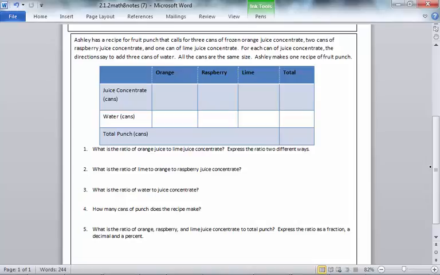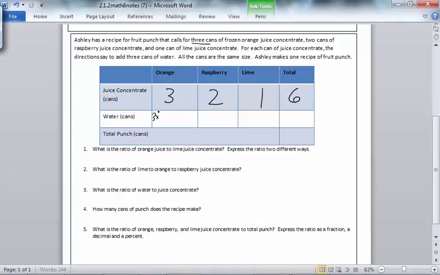So this table is going to just help us organize here first. So the juice, right? If we go back to the question, we've got 3 orange, 2 raspberry, 1 lime, right? So that's a total of 6 cans of juice. And then for every can, we put 3 waters. So we have 3 oranges.